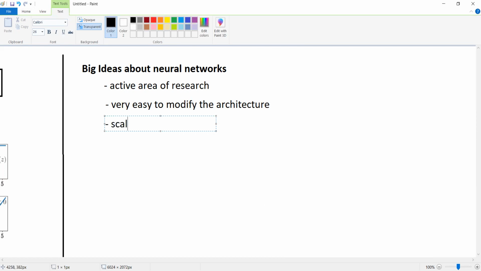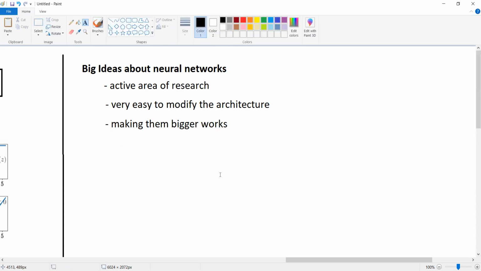Also, scaling works. Making them bigger works, and it works in surprising ways. Sometimes you think, oh, I'll just make them bigger, more layers, more features, and it will be a little bit more accurate. But sometimes, for example with language models like GPT, you have to make them past a certain size and then they show a really big improvement. Like there was some sort of bottleneck at a certain size, and then you make them bigger, and they can suddenly do things which the model at the previous size could not do.